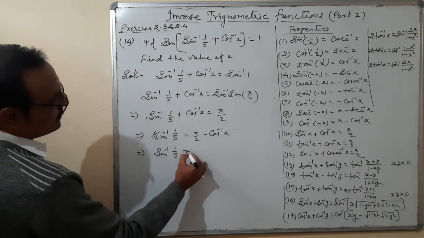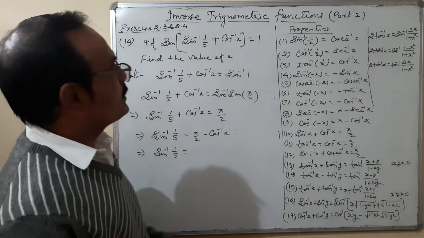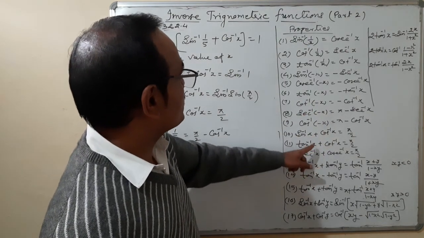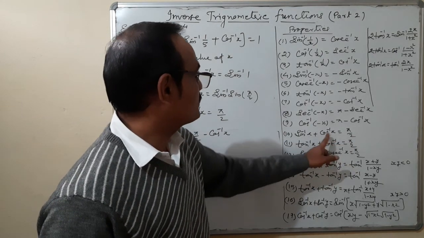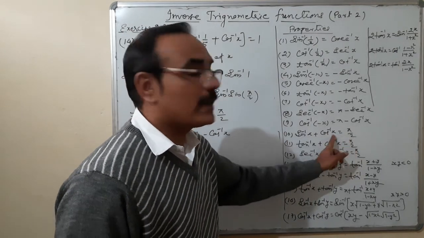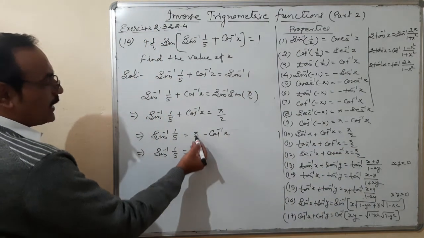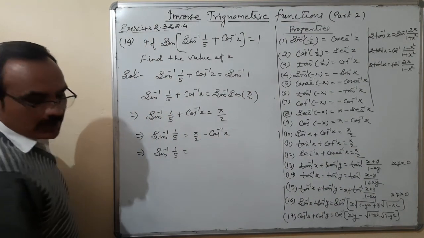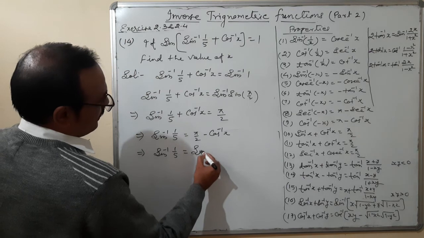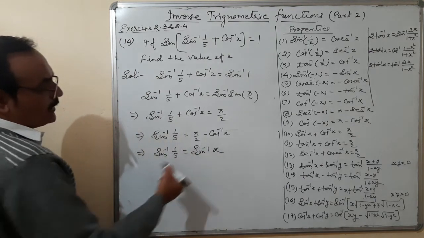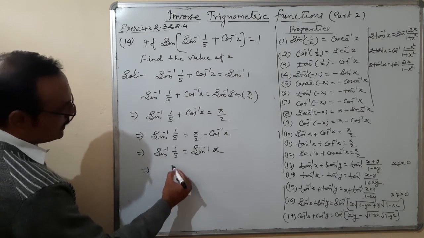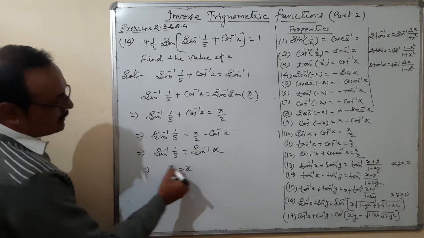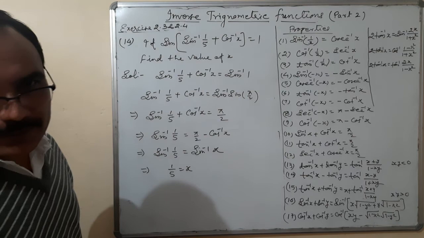Sine inverse 1 by 5 is equal to pi by 2 minus cos inverse x. Sine inverse x plus cos inverse x is equal to pi by 2. That means sine inverse x is equal to pi by 2 minus cos inverse x. Pi by 2 minus cos inverse x, that is sine inverse x. So when we compare these inverse trigonometric terms, we are getting the result 1 by 5 is equal to x. That means the value of x is equal to 1 upon 5.